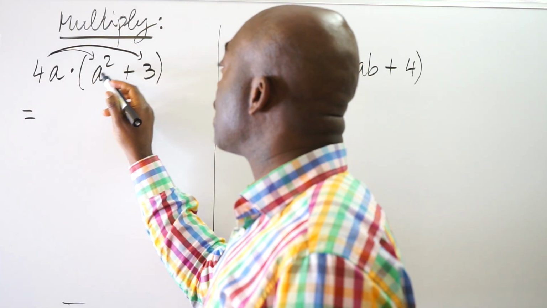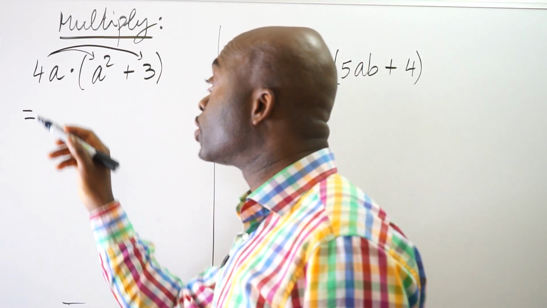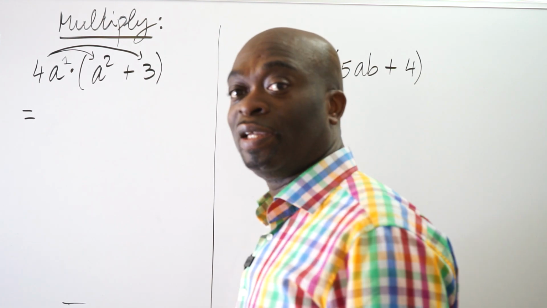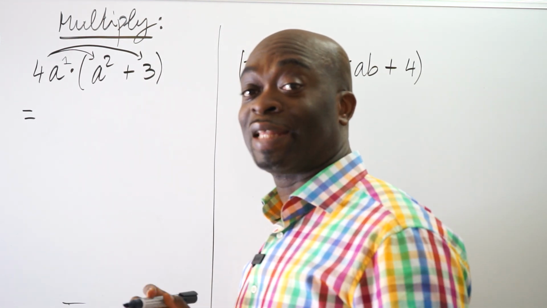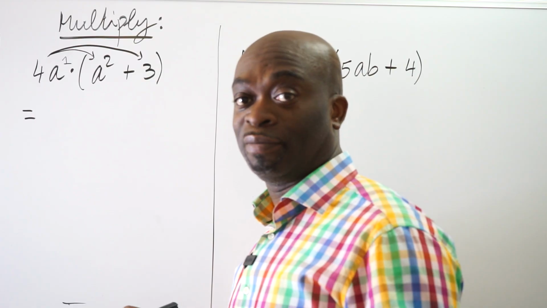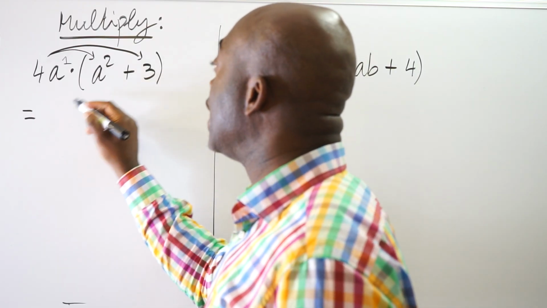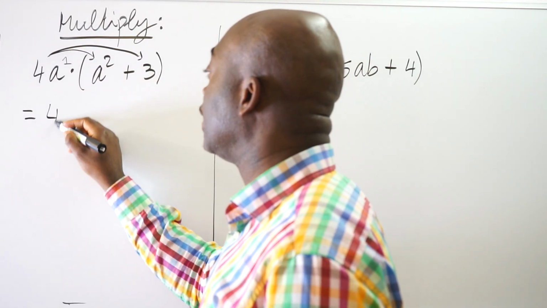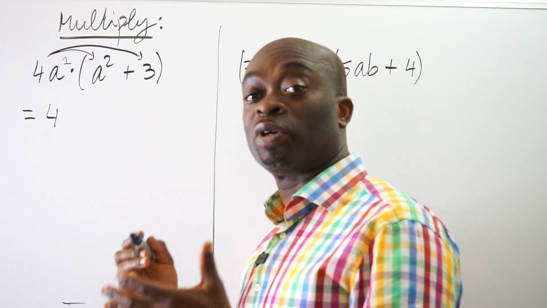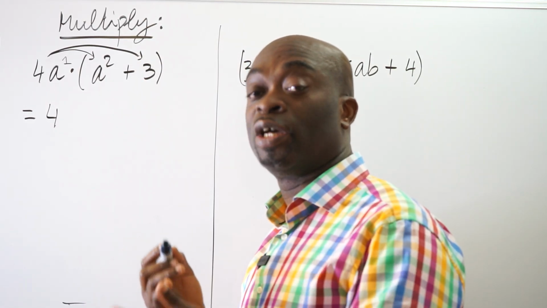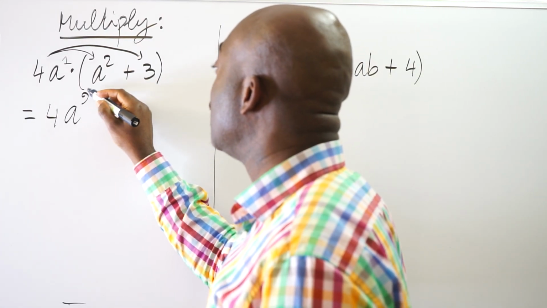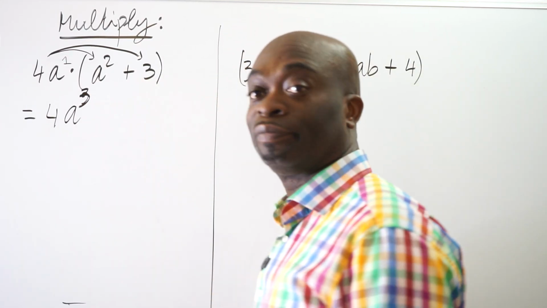So 4a times a to the second, first thing you have to do is recognize that there is an invisible one right on top of the a. Any variable that doesn't show any power has an invisible one there. So then this will be 4. Then a power 1 times a power 2, what do we do to the power when we multiply? We multiply the base, we add the powers. So 1 plus 2 is 2, so it's going to be a power 3.